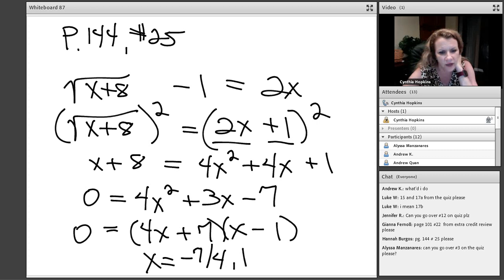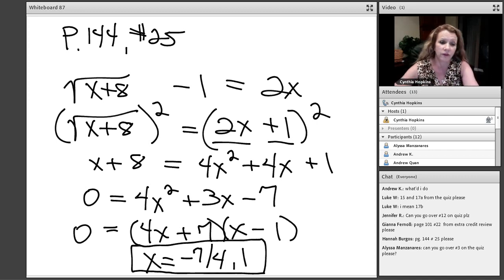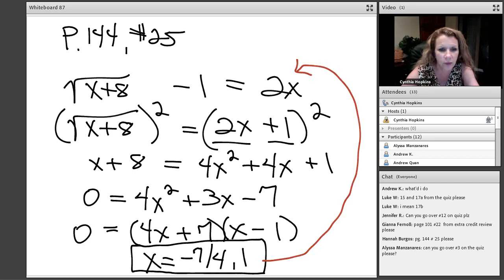Okay, so I'm very happy with my two answers, but I have no idea if they are both final answers until I go back, switch to red. I must go back to my original equation and plug it in right here, because I had to square both sides in that second line, and that is considered an irreversible step that could result in extraneous roots.